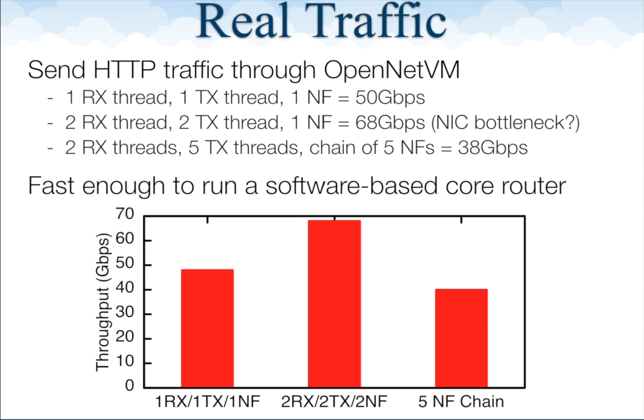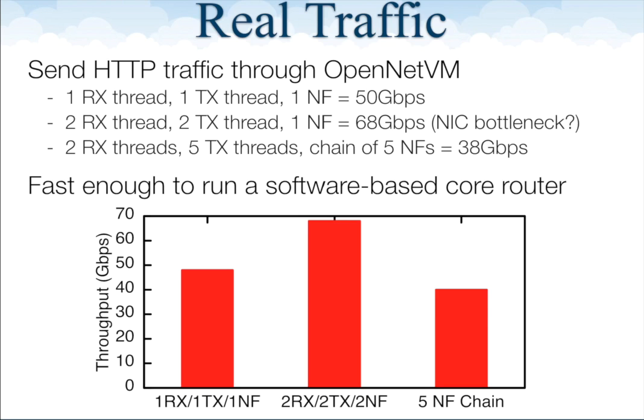And finally, I think this is my last experiment that shows the scalability of this system when you're using some more realistic traffic. So here we're sending web traffic, or HTTP packets, through our OpenNetVM system. And you can see that if we have a single receive thread, and we have one transmit thread, and we're running one NF, we can get about 50 gigabits per second of traffic through the system. So we only need 3 CPU cores, and we can hit a 50 gigabit rate, which is quite fast. After that, the receive thread is actually the bottleneck.